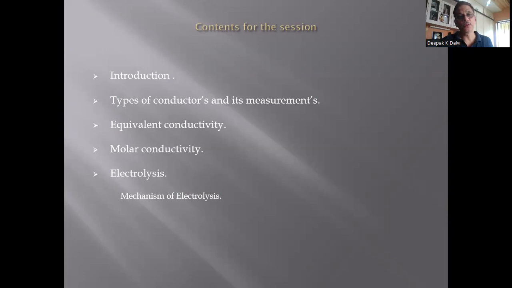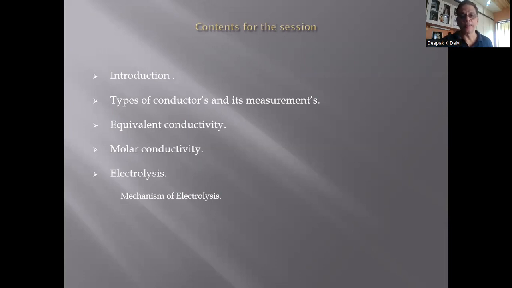So we'll be going through what is electrochemistry in the introduction, and then we'll be covering the types of conductors involved in electrochemistry and measurements involved in the conductors. Then also we will cover the conductivity, the power of conducting the current in the conductive conductors, for which we need to understand what is equivalent conductivity and molar conductivity.